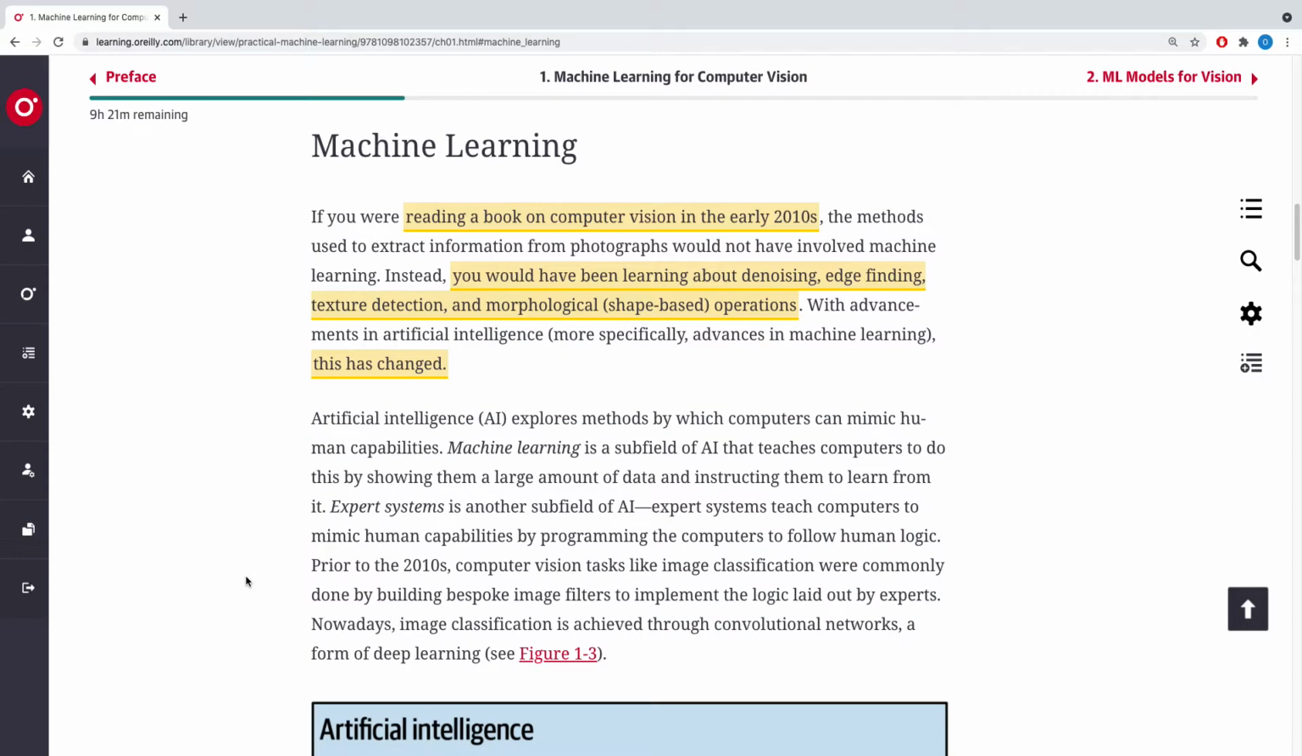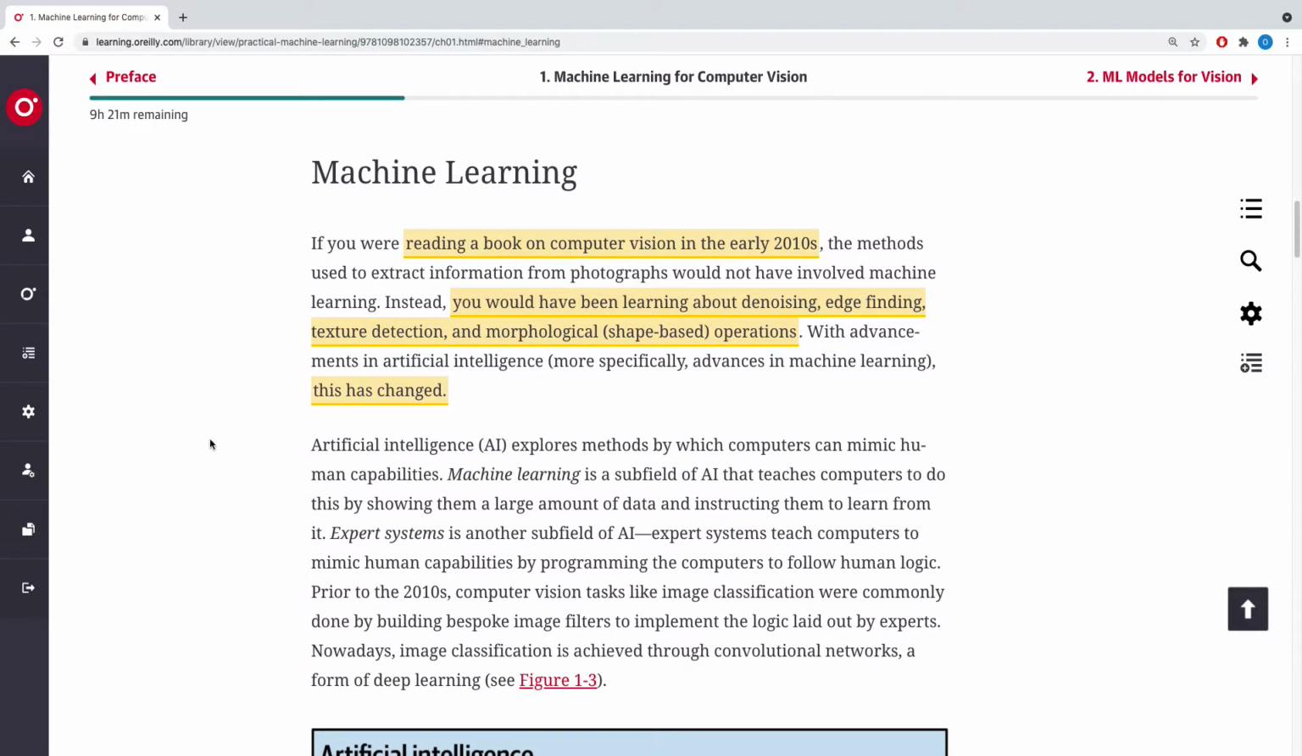And machine learning, as in this session, is talking about how the research in machine learning for computer vision has been in the early 2010s, before the era of deep learning. Major techniques and approaches to computer vision were denoising, edge finding, texture detection, morphological operations. But with the advancement in machine learning, particularly deep learning, this has changed. So the approach has changed.